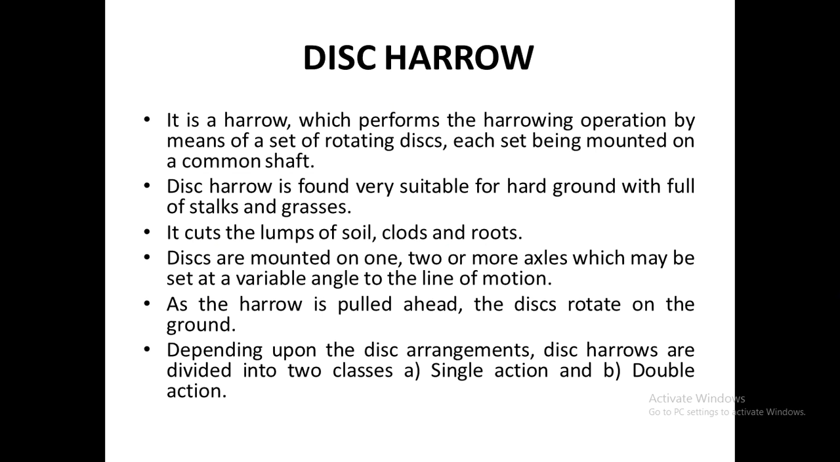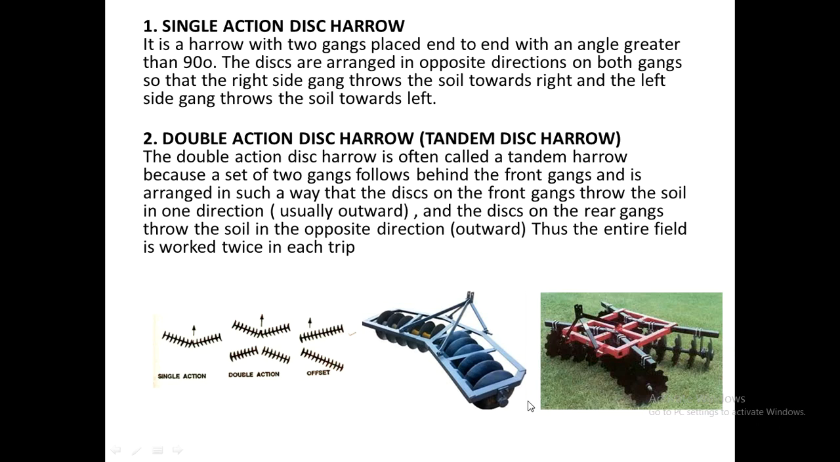Disc harrow is the most commonly used type of harrow in India, and they can either be animal drawn or tractor drawn. They have a number of rotating discs attached to a common shaft, and they are used for pulverizing the soil, and the discs rotate when they move in the field. There are different types of disc harrows. They can be either single action or double action or offset type of disc harrow.